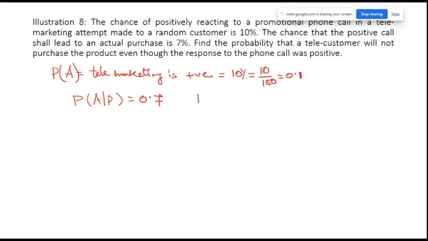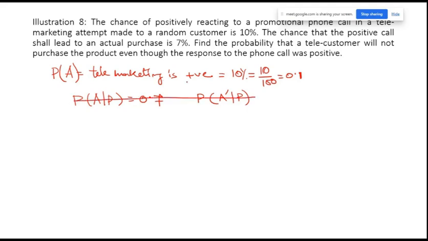That means you are interested to find out this, not purchase, A given B. That means the person talked positively to you. Sorry, this is P of B given A. Just one minute.